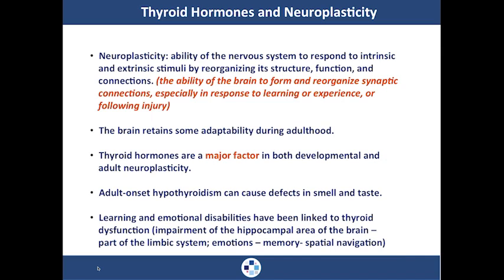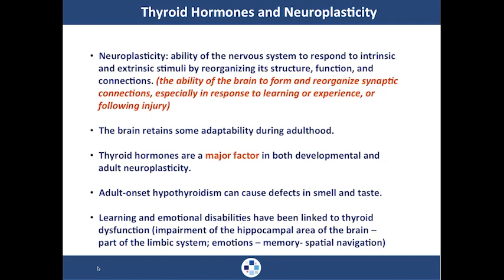As you can see on the top, neuroplasticity is the ability of the nervous system to respond to intrinsic and extrinsic stimuli by reorganizing structure, function, and connection. So what the heck does all that mean? Basically, it means the ability of the brain to form and reorganize synaptic connections, especially in response to learning or experience or following injury. This is extremely important, and thyroid plays a major factor in both developmental and adult neuroplasticity.